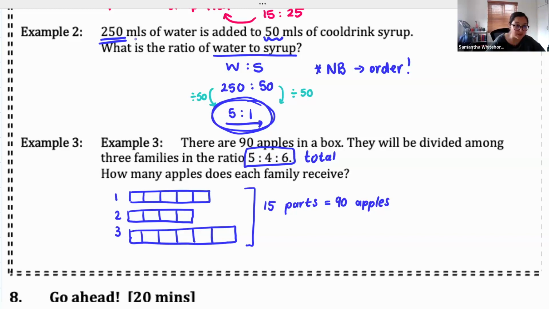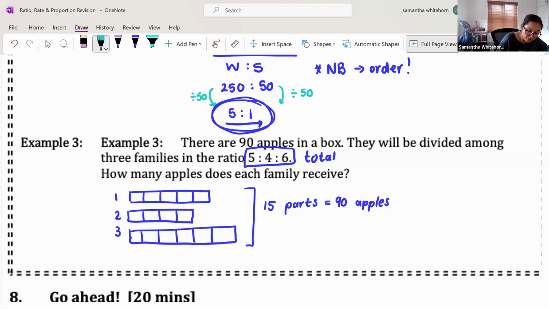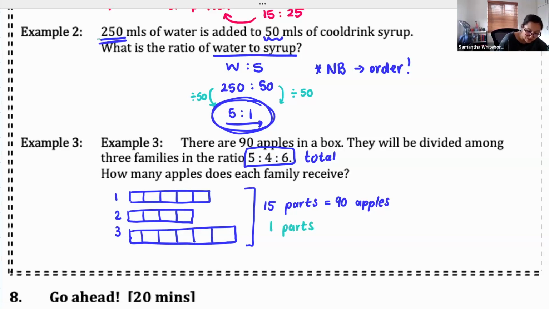Right, now again, there's lots of different ways that you can do this. You have the number of parts each family gets: 5 parts, 4 parts, 6 parts. You know that 15 parts gives you 90 apples. But if we can work out what 1 part gets, then it's very easy for us to figure out what each family gets. So if I want to make this 1 part, I would have to divide by 15. And so I'm going to have to do the same thing on the other side. If I divide 90 by 15, I get 6 apples. And I think someone actually said that in the chat then. So every part to my ratio represents 6 apples. So these 5 parts here for family 1 is 6 apples.